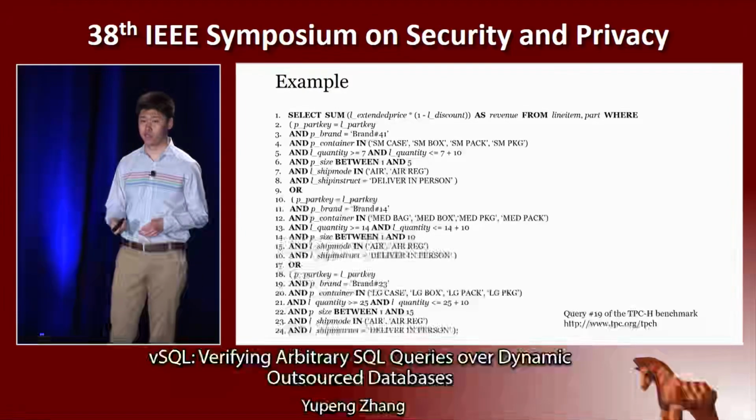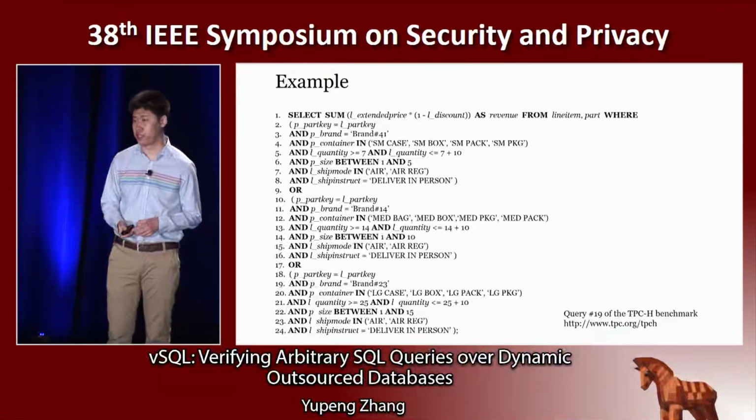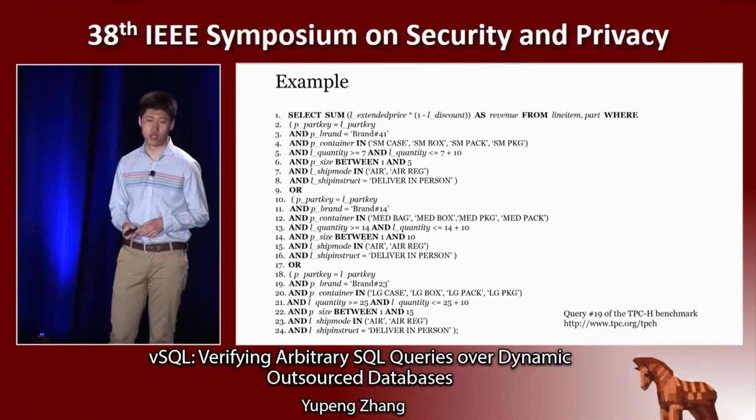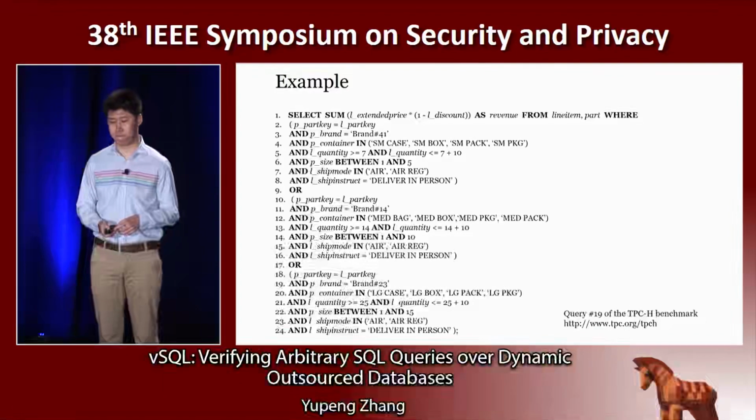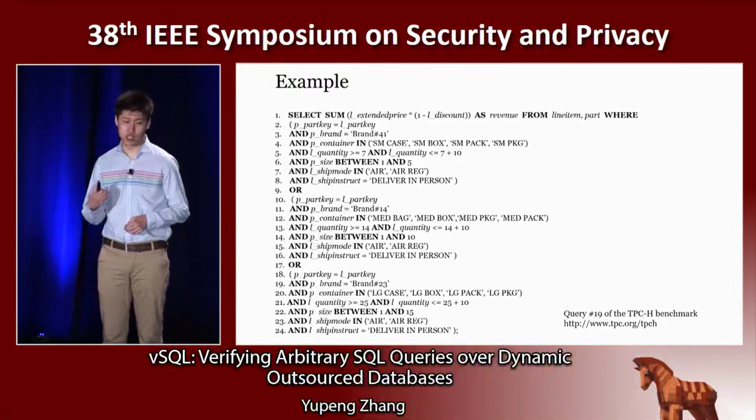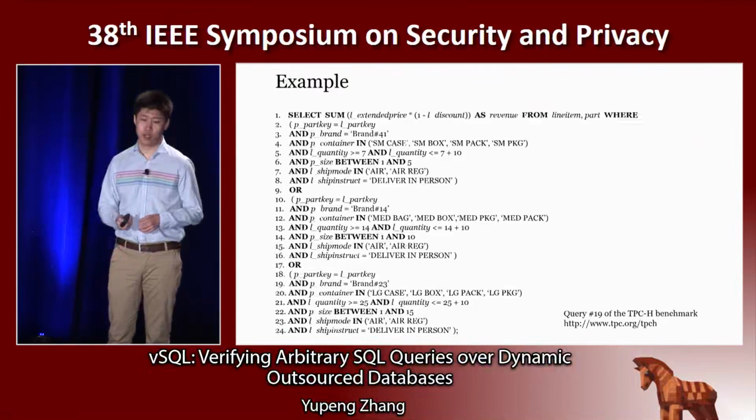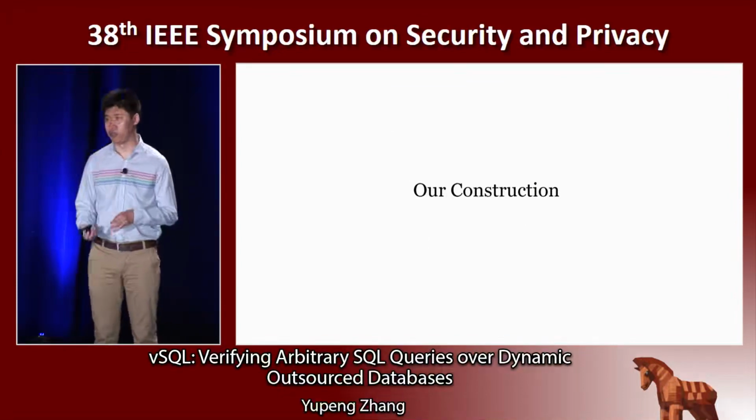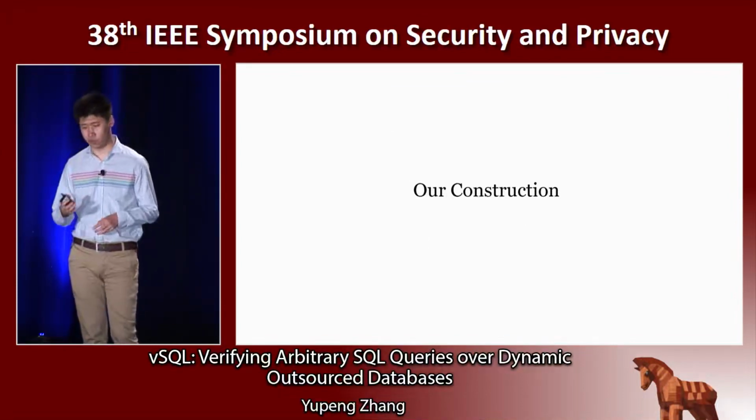This is a query from a benchmark called TPCH, which is widely used in the database community to test the performance of new database systems. And in our paper, we can support this type of queries on databases with millions of records and tens of columns.